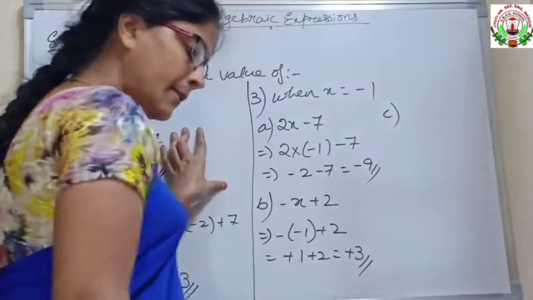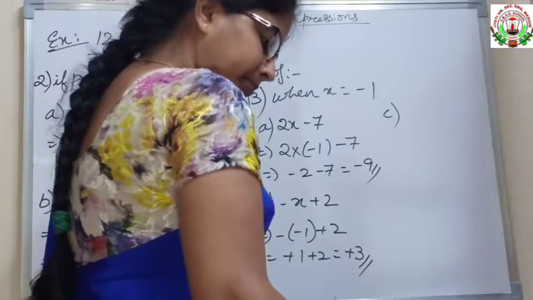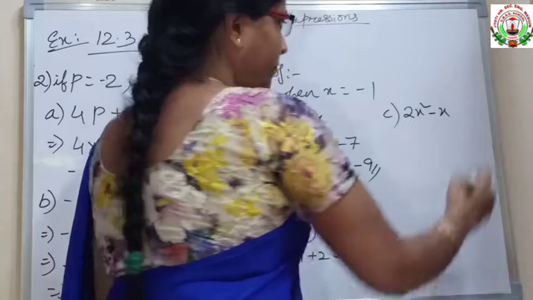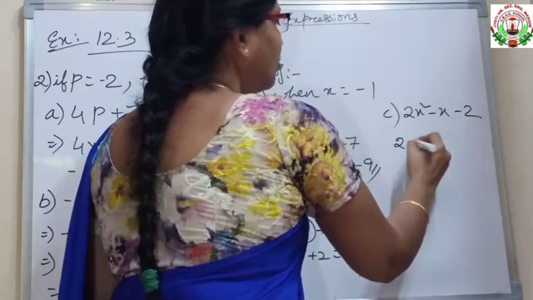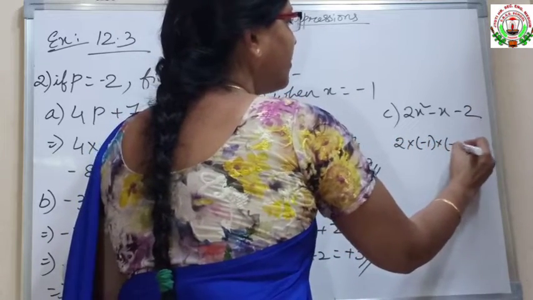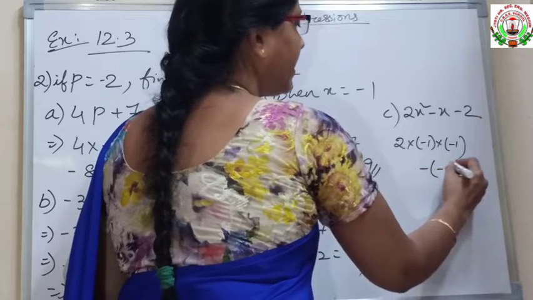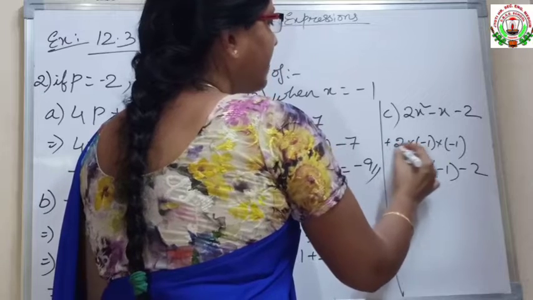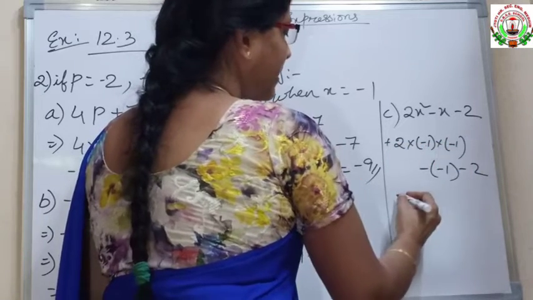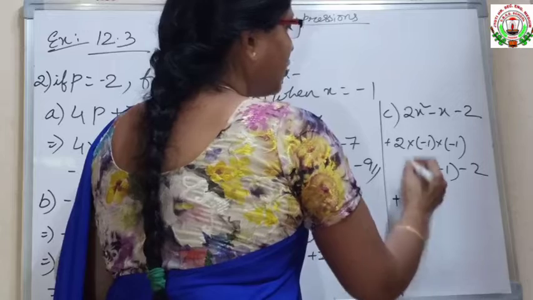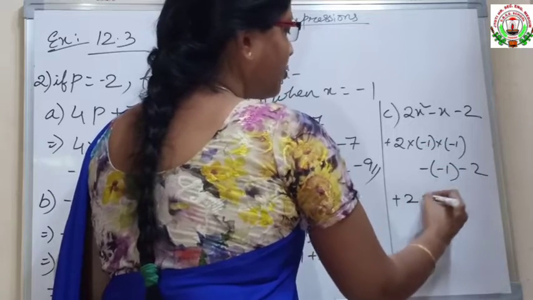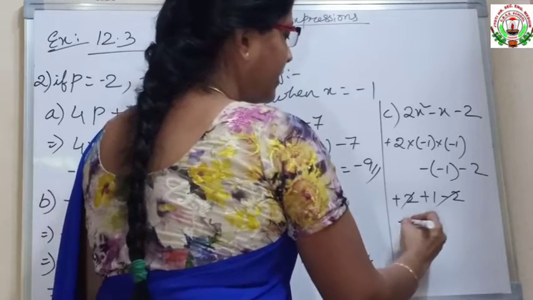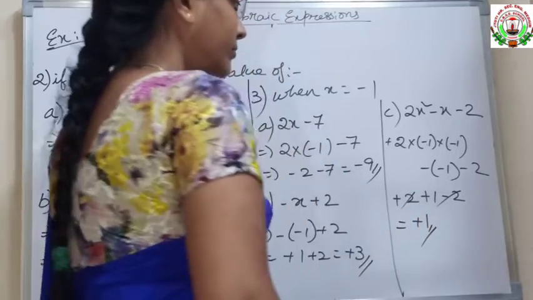Next, C part. 2x square minus x minus 2. So 2 into minus 1 into minus 1, minus of minus 1, minus 2. So this will be plus here, plus into minus is minus, minus into minus is plus. 2 1s are 2, minus into minus plus 1 and minus 2. Plus 2 minus 2 got cancelled and the answer is plus 1.